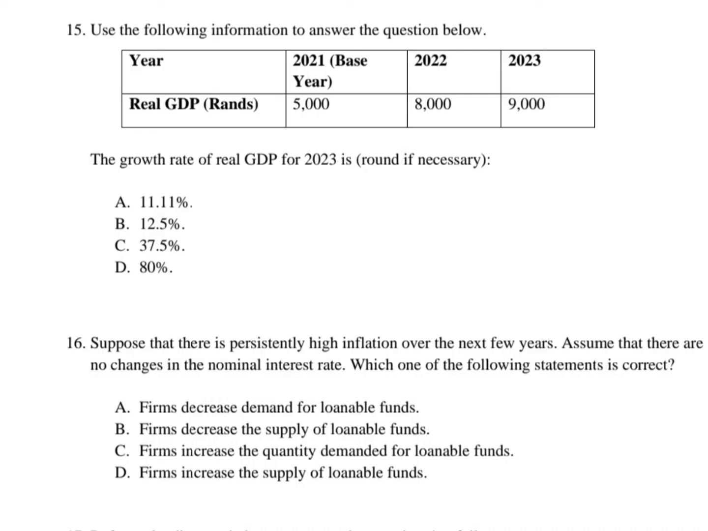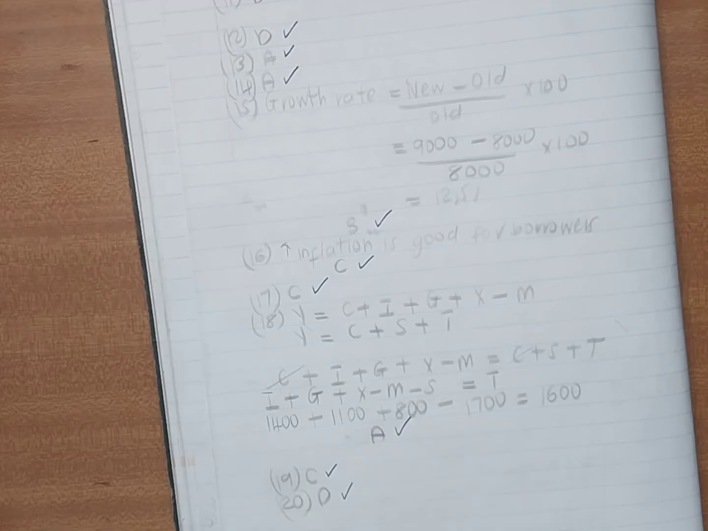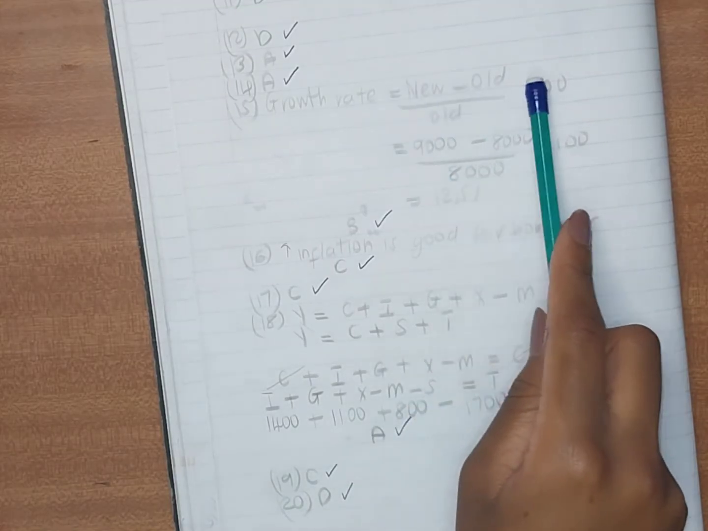Question 15 says, use the following information to answer the question below. We're given the base year real GDP as well as the GDP for 2022 and 2023. We're asked to calculate the growth rate of real GDP for 2023. Remember what I said about growth rate? It's new minus old over old.